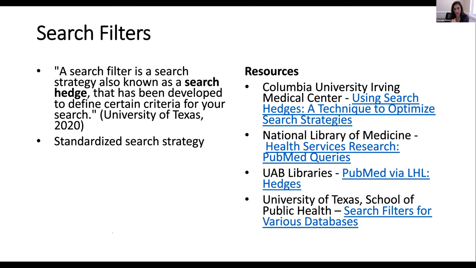On this slide, we have Columbia University Irving Medical Center. They have a whole list of different search hedges that you can use, as they say, to really help optimize your search strategy. The National Library of Medicine has put together quite a few different search filters for different topics. I'm not sure how many they have, but they have quite a few. UAB Libraries has another page full of different search filters.